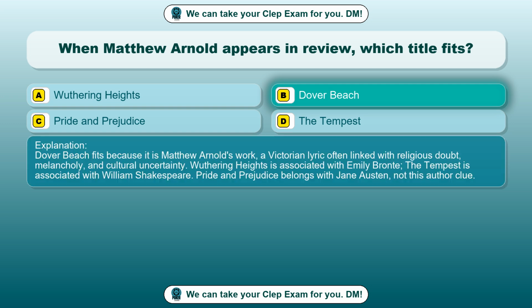Dover Beach fits because it is Matthew Arnold's work, a Victorian lyric often linked with religious doubt, melancholy, and cultural uncertainty. Wuthering Heights is associated with Emily Brontë. The Tempest is associated with William Shakespeare. Pride and Prejudice belongs with Jane Austen, not this author.